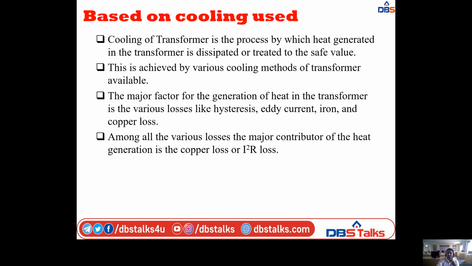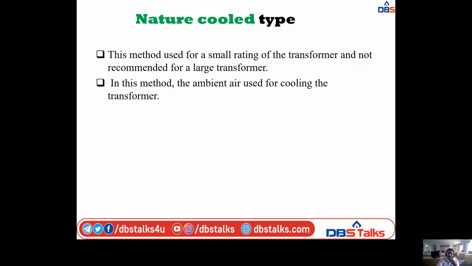The major factors for the generation of heat in the transformer are the various losses like hysteresis, eddy current, iron and copper losses. Among all the various losses, the major contributor to heat generation is the copper loss, or I square R losses. Next, coming to the natural cooled type classification. This method is used for small ratings of transformers and is not recommended for large transformers. In this method, the ambient air, natural air, is used for cooling the transformer.